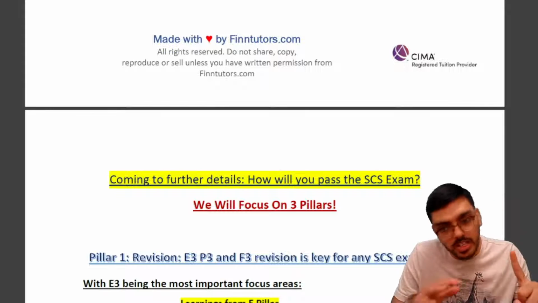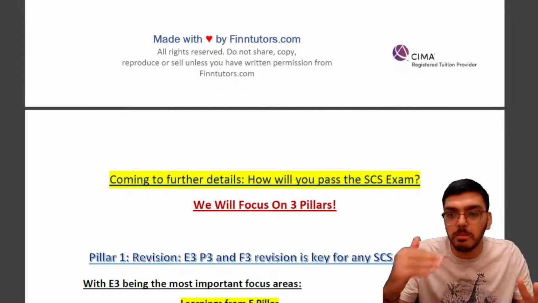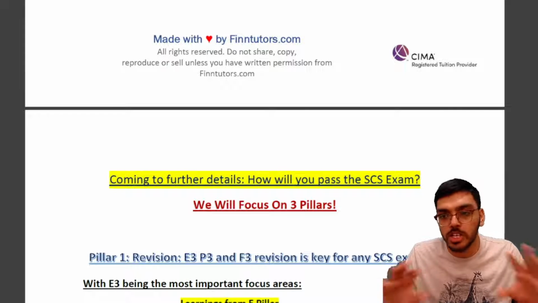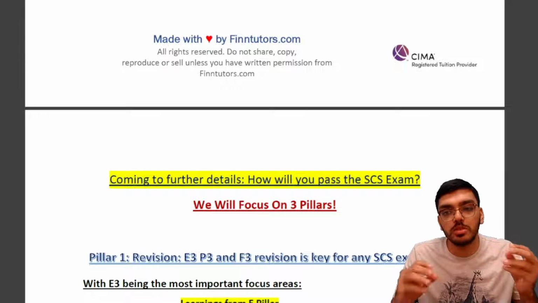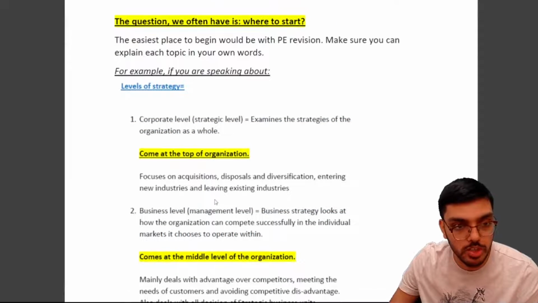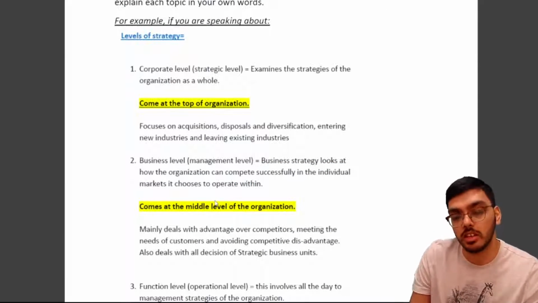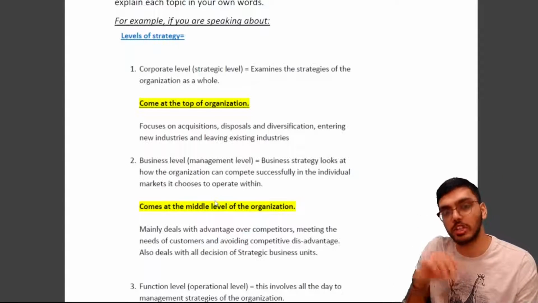The first pillar is the revision pillar. Second pillar is the pre-seen pillar. Third pillar is the mock writing pillar. All of which we give you. Your job is to simply follow. Your job is to simply go through it. So revision pillar, very important, and that's where we start. I have put a screenshot here from the E3 syllabus from chapter 1 about the levels of strategy.